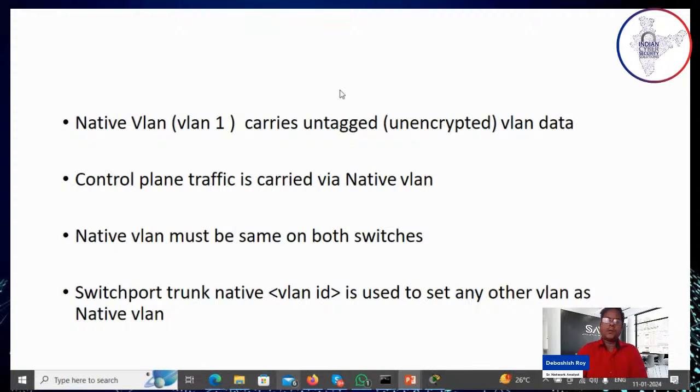If you are changing the native VLAN, you can change it on trunk links, but it should be the same on all the switches. Otherwise, there will be a native VLAN mismatch error. The switchport trunk native VLAN command, where you give the VLAN ID, is used to set any other VLAN as the native VLAN. So this is the command through which you can set any other VLAN as a native VLAN, but it should be the same on all the switches.